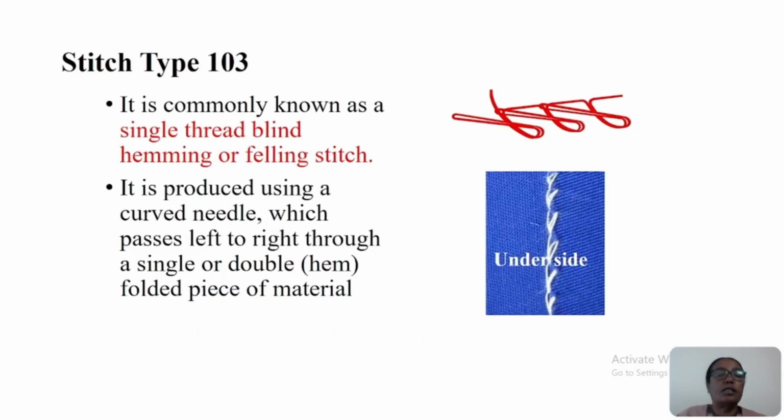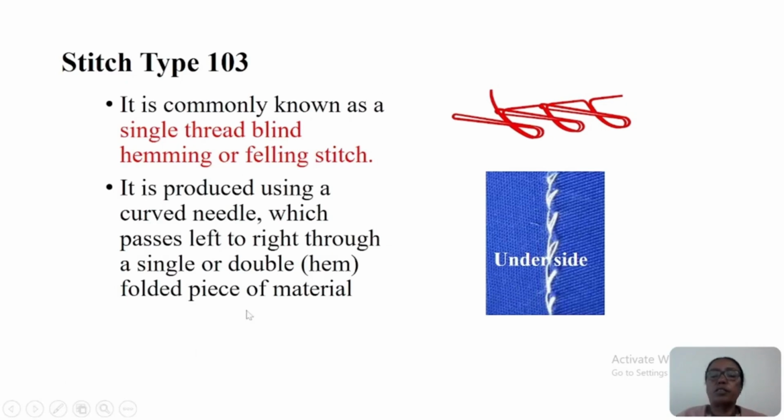Now another stitch type, 103. This is grouped under 100. It is commonly known as a single thread blind hemming or felling stitch. So this is a single thread blind hem or felling stitch. It is produced using a curved needle. Most of the time this stitch type uses a curved needle because it is used for hemming or felling stitch, which passes left to right through a single or a double hem, a folded piece of material.